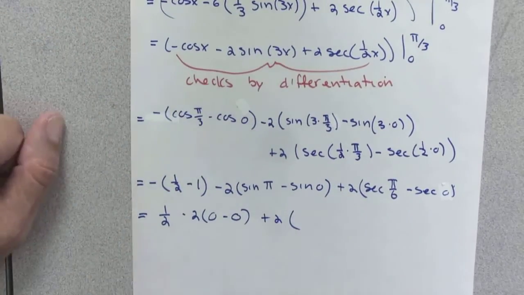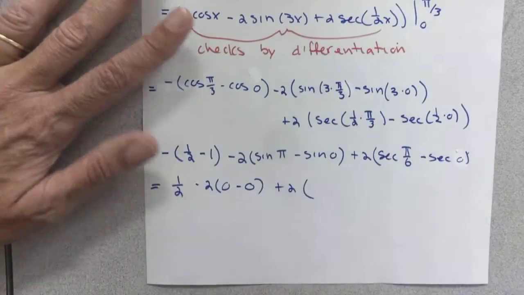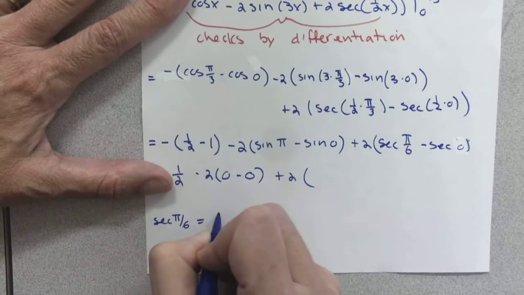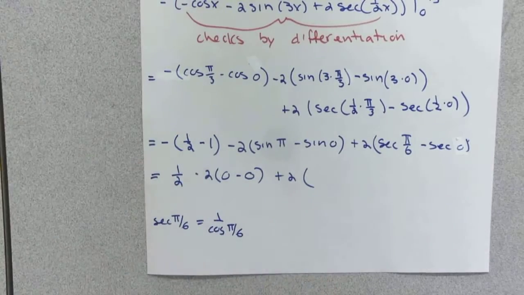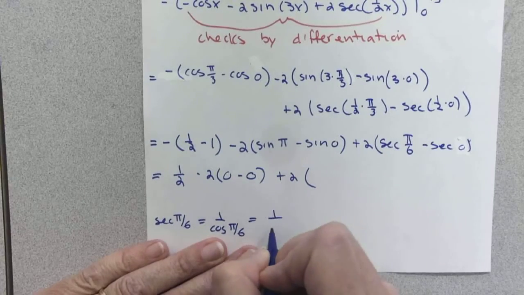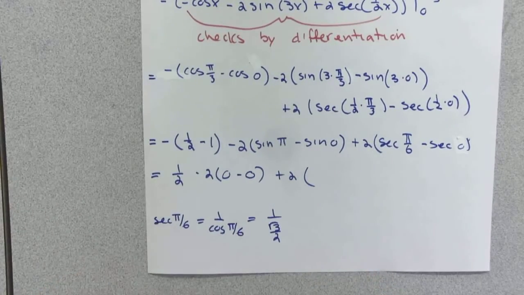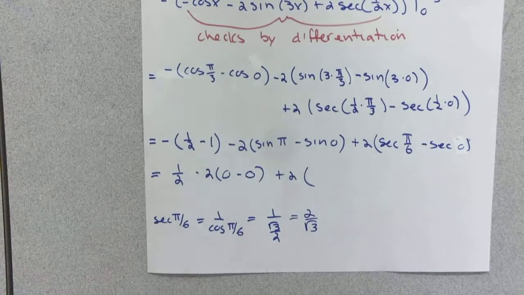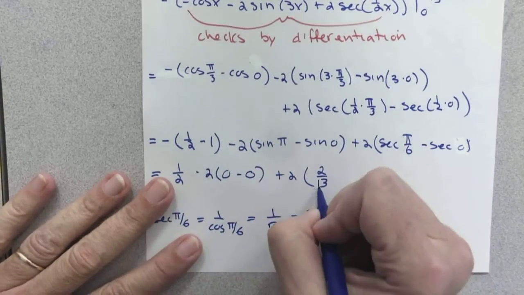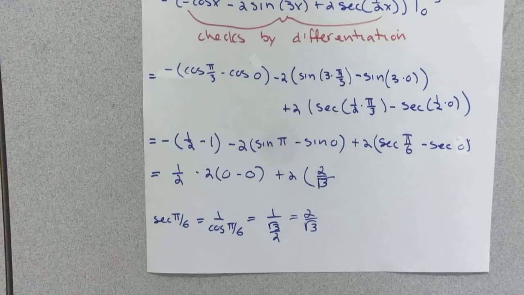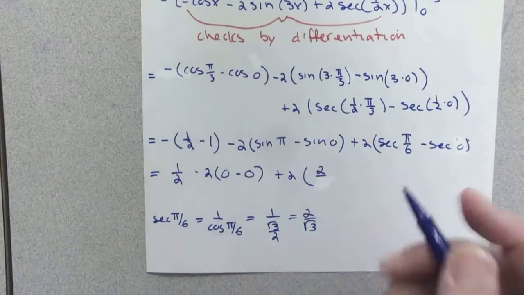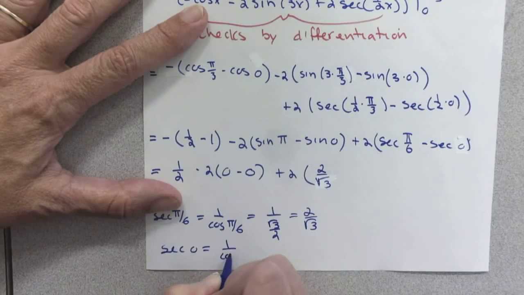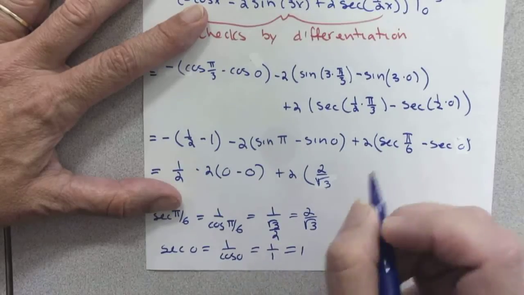And then 2 times secant of pi over 6. So let's go down here and figure out what secant of pi over 6 is. Secant of pi over 6 would be 1 over cosine of pi over 6. And cosine of pi over 6 is square root of 3 over 2. And so secant of pi over 6 is 2 over the square root of 3. I can make that a little neater, couldn't I? Then secant of 0 would be 1 over cosine of 0, which is 1 over 1 or 1, so minus 1.